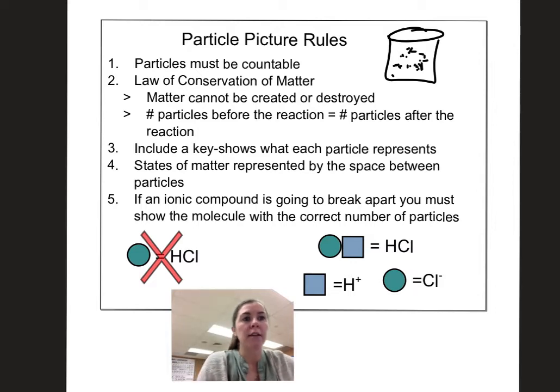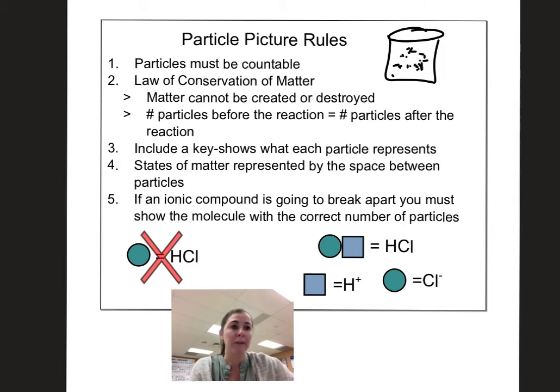We have to follow the law of conservation of matter, which says that matter cannot be created or destroyed. So if I start with a certain amount of particles before the reaction, then the number of particles after have to be the same. You need a key that tells us what particle is what. States of matter is represented by the spacing between the particles. So if you have a solid, you'll show those particles close together, a liquid a little more spaced out, and a gas even more spaced out, if that's important for your drawing, like if something's turning into a gas or you're creating bubbles.